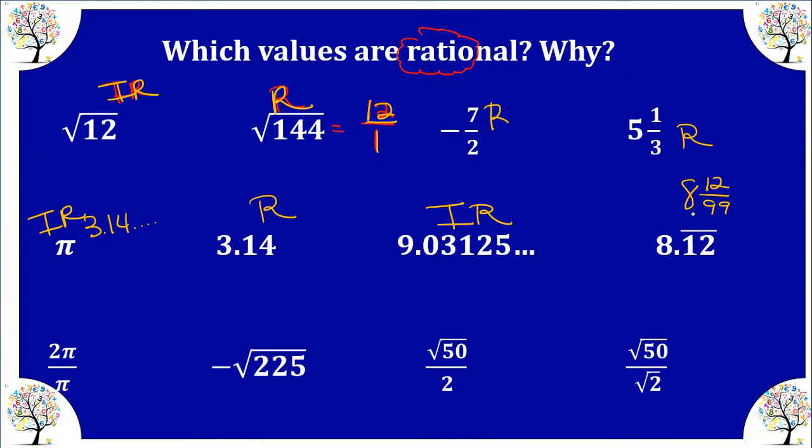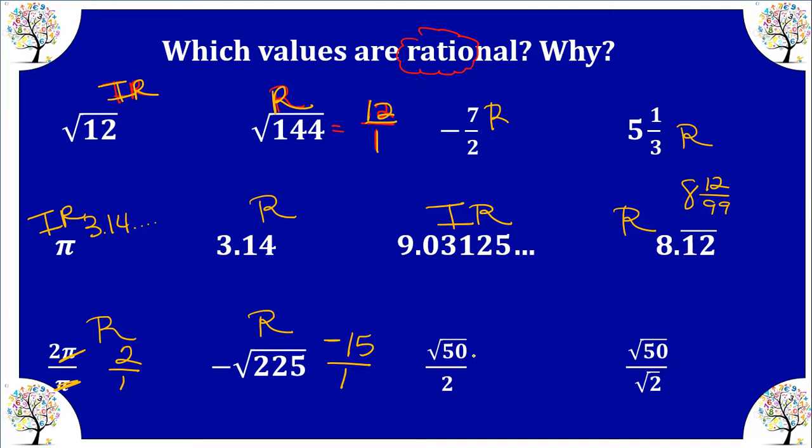And yes, we could simplify this, but I'm just showing that it is rational because I can write it as a fraction. On this expression, be careful because look, let's simplify it first. So the pi's go away, so I'm left with 2, and then I could put it over 1, so it is rational. The square root of 225 is a perfect square. It's 15, and then we have the negative out front, and then if we put it over 1 to make a fraction, it shows that it's rational.